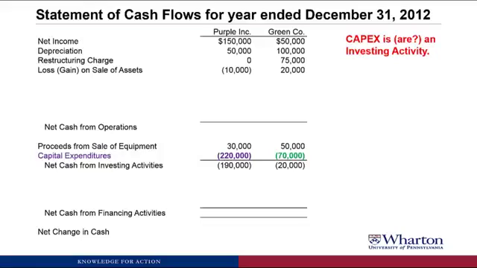Anyway, we put a line in the cash from investing activity section where we show the capital expenditures for both purple and green.